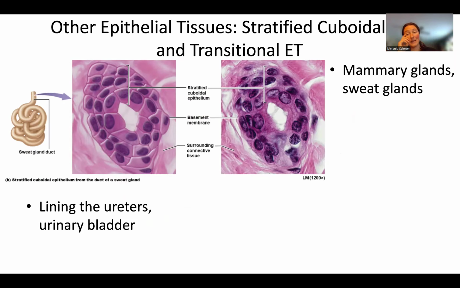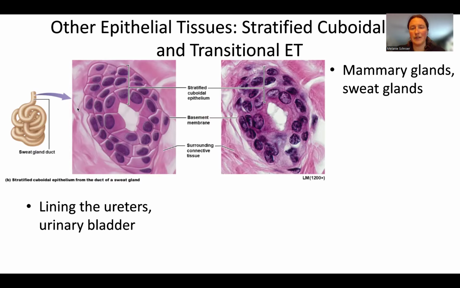All right. Next, the stratified tissues, stratified cuboidal and the transitional epithelial tissues. The stratified cuboidal, you usually only see one or two or three layers of cuboidal cells around this little lumen in the middle. So this is where the sweat would be made, or milk if it's a mammary gland.